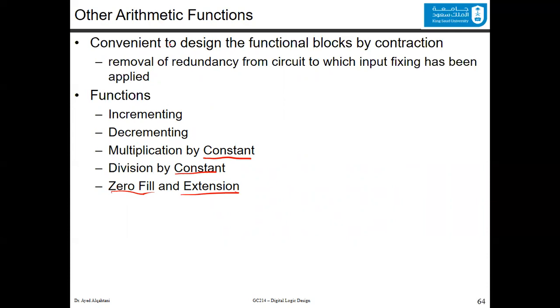It's convenient to design the functional block by contraction. By the word contraction, we mean the removal of redundancies from a circuit to which we have value fixing for some parts of the hardware that were applied either in a direct input or an input of an internal gate.